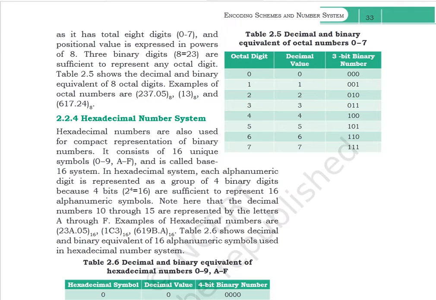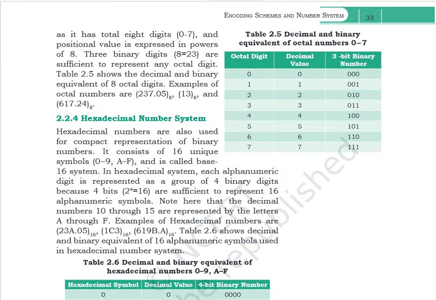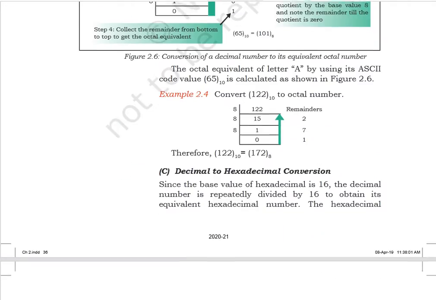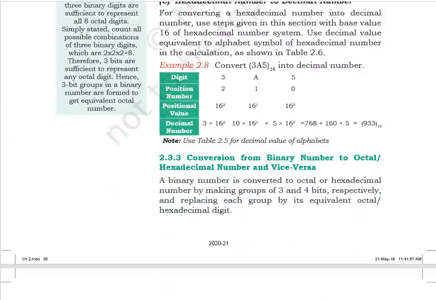And the same chart is here, for the octal number system. Decimal values are here and their equivalent octal numbers are here. Octal digits are here and their binary numbers are here. You have to just go through these two charts, octal and hexadecimal. And now we will go to the conversion. Just wait.